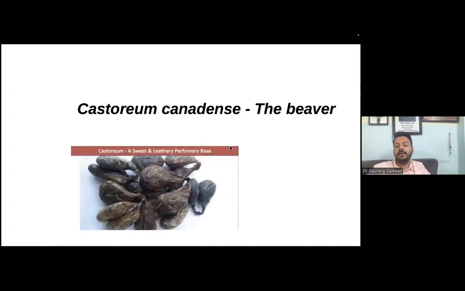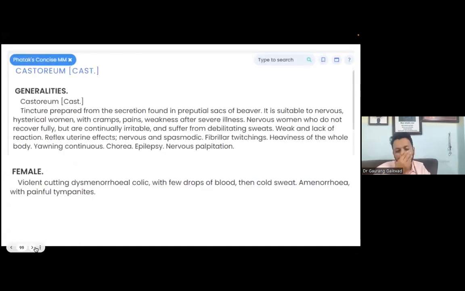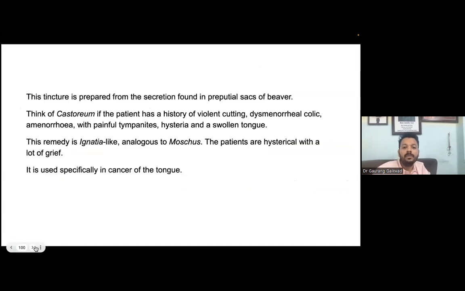Let's go to the next remedy, a little lesser known. The great remedy from the beaver, Castoreum canadensis. Castoreum. This is a very, very hysterical remedy. My experience with Castoreum was where the patient had very peculiar dreams where she's trying to scream, but the voice is not coming out, like magnesium mute, shrieking but unable to shriek. Very typical for Castoreum.